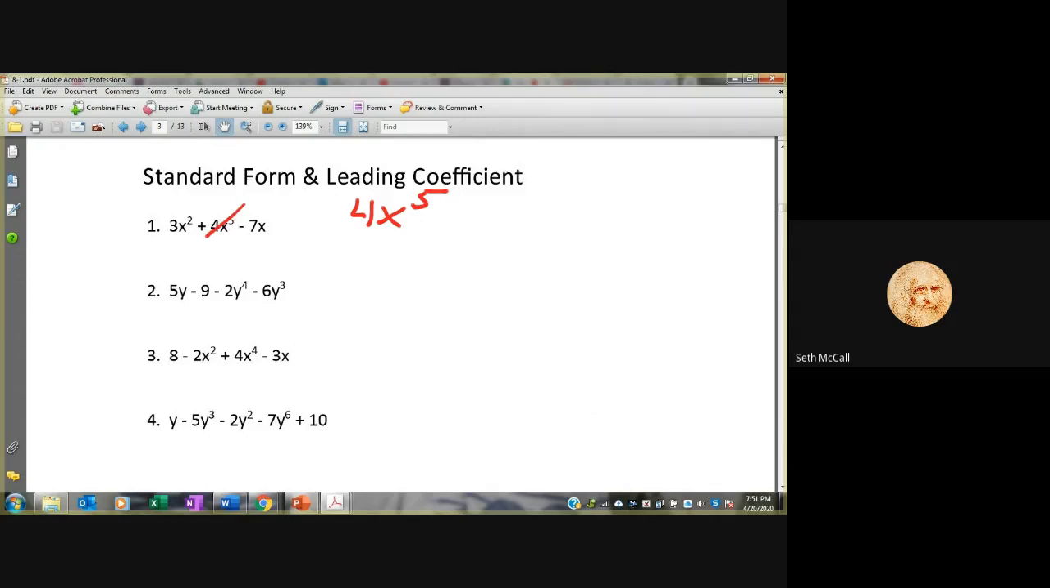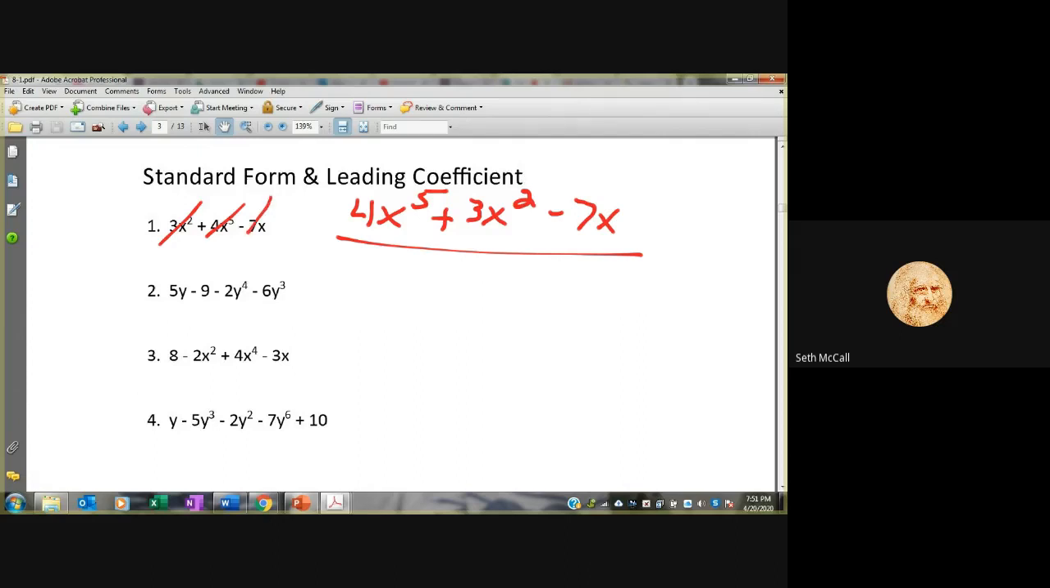Looking for the next one, you can see that the 3x squared is the next highest. Now, one thing to keep note of, this 3 is a positive 3 because there's nothing there. So you're actually going to write plus 3x squared. And we've used that term, so we cross it off, and the only one left is minus 7x. And so what we have right here that I just underlined, that is in standard form. And you can see it goes from the highest power to the lowest.